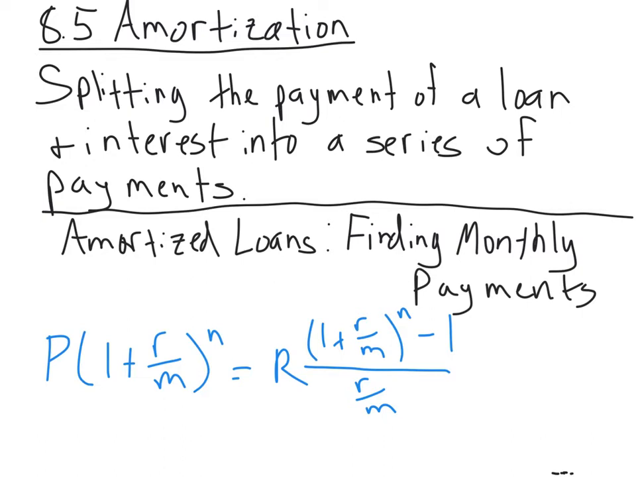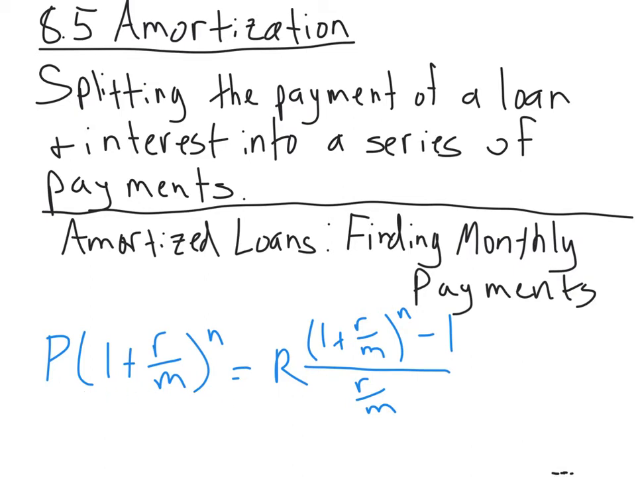Our formula down here is a little bit scarier than normal. This is the formula for amortized loans and for finding monthly payments. It's essentially two of our old formulas put together. The left-hand side over here is the compound interest formula from 8.2, and this is the annuity formula from 8.4. And when you set them equal to each other like that, you're basically solving for what's the monthly payment I need to pay in order to pay off a loan and all of its interest within some period of time.